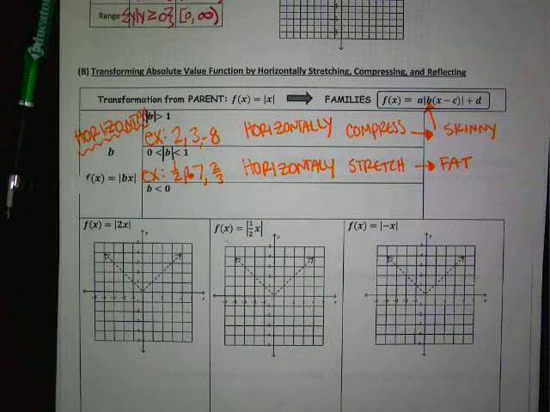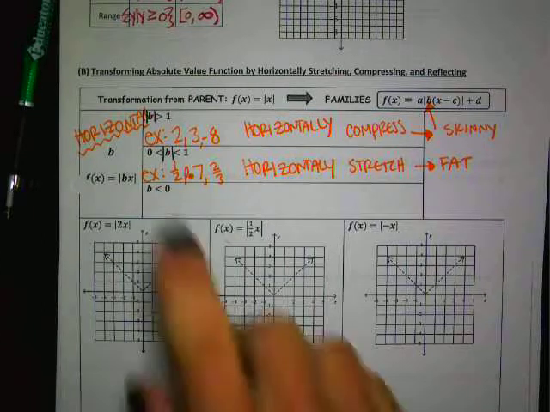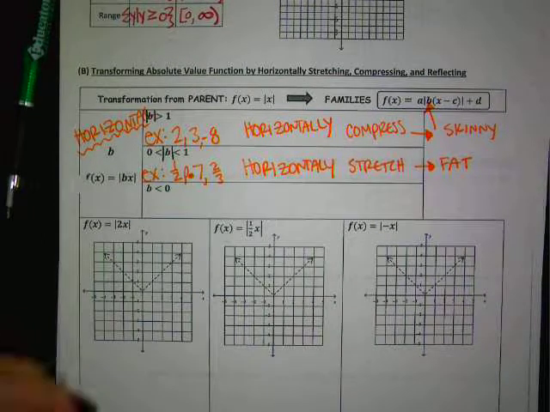All right, and then the last part, if your b is less than 0. So if your b is less than 0, that's a negative, right?